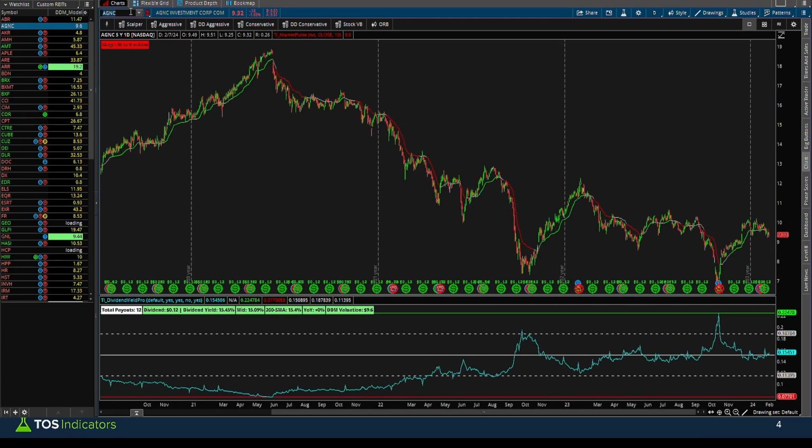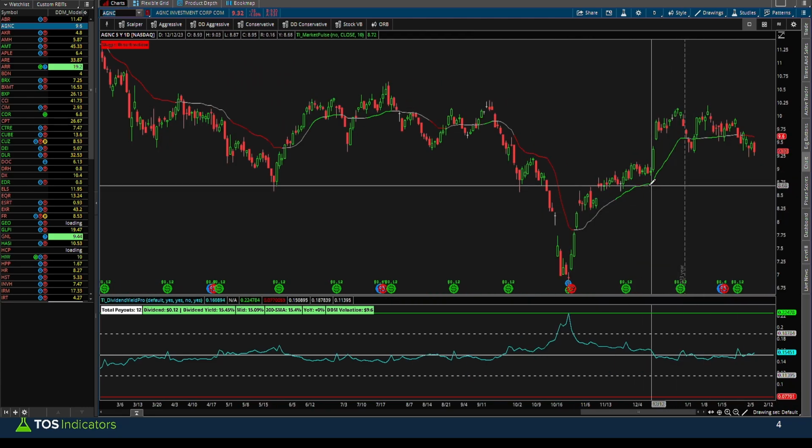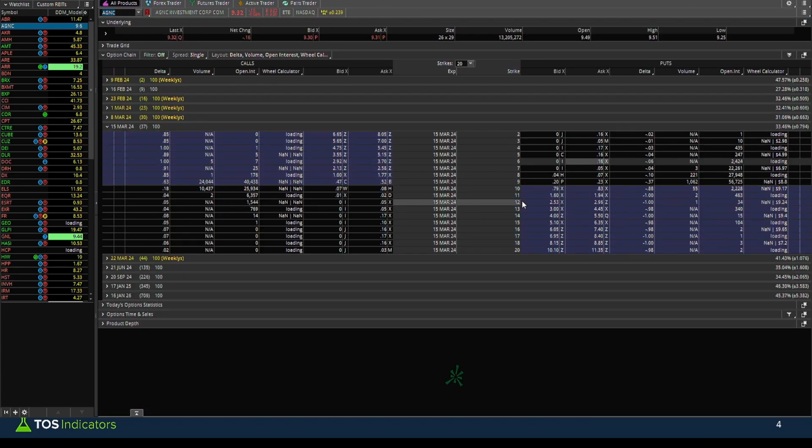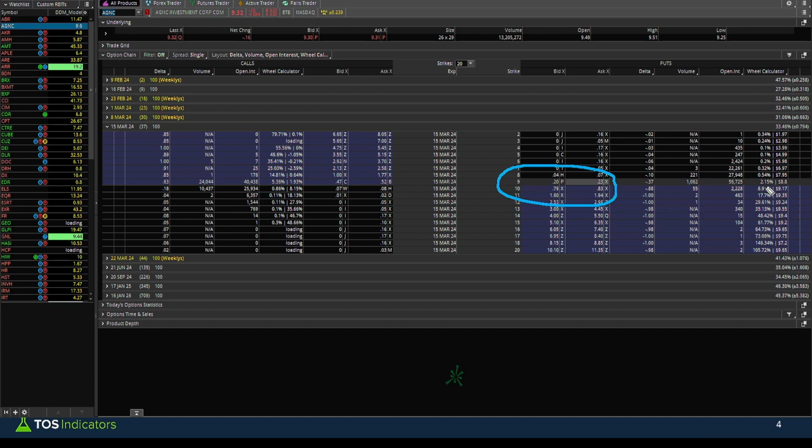On the flip side, if you wanted something that was, say, a little bit less on that risky side, you might come into something like Agency. And there, if we're looking at, say, the $9 put, you collect a similar premium, but you'll notice that percentage return is much less, given that there's less risk involved.